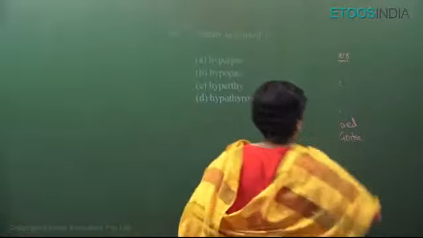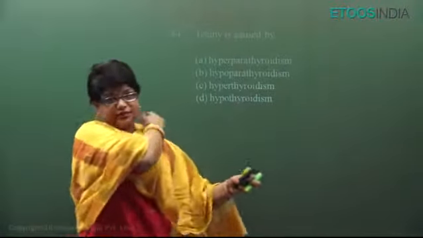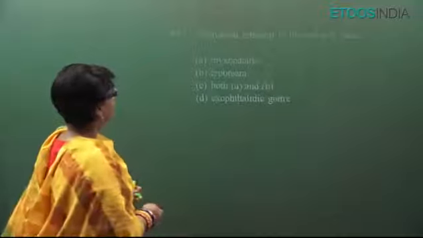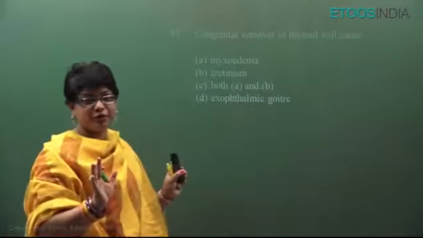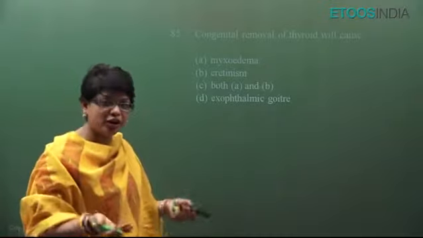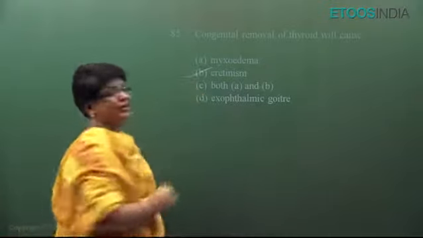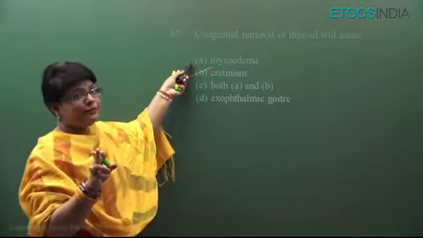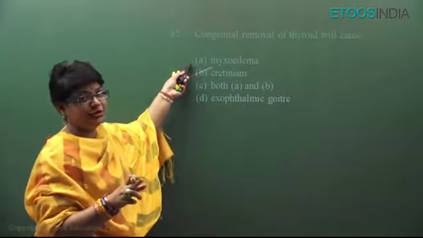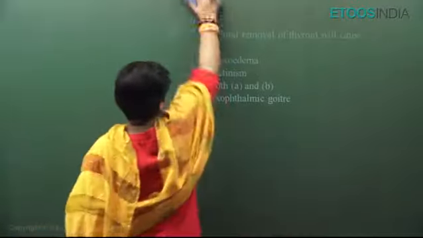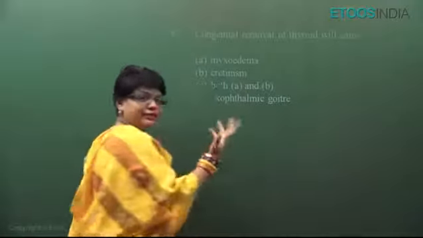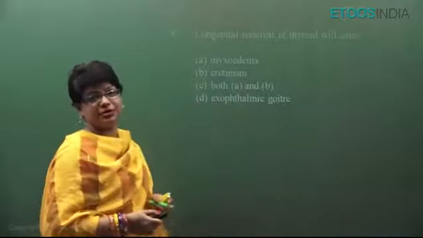Students, the deficiency diseases, the hyper and hypo diseases of all the glands that we have studied are very, very important. Direct questions come from that. Alright, so please revise that properly. Now, congenital removal of thyroid will cause... Congenital means at birth only you have removed. So, there will be hypothyroidism since birth. Cretinism. Myxedema is also hypothyroidism, but in adulthood. So, answer is not C. And this is hyperthyroidism. So, anyways, answer is option B. Because there will be less T3, T4 secretion since birth.